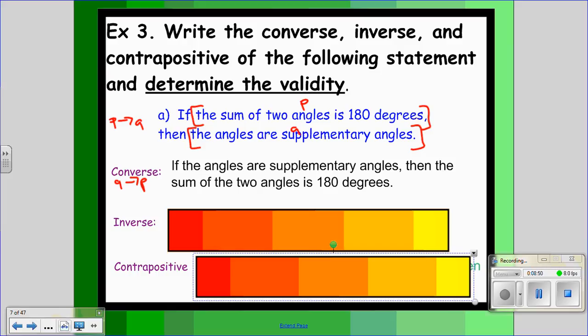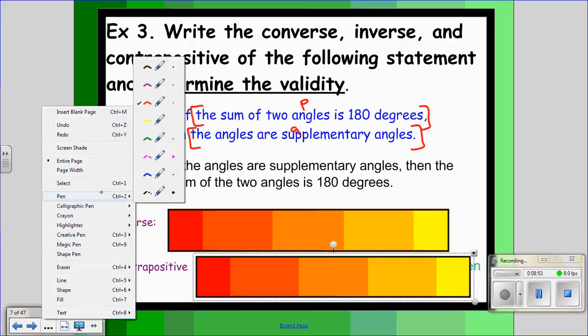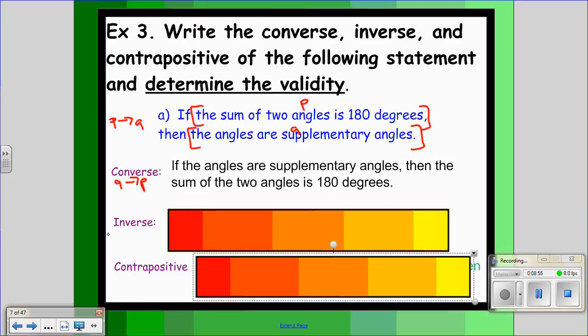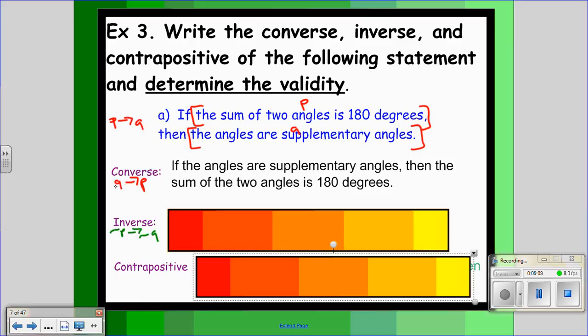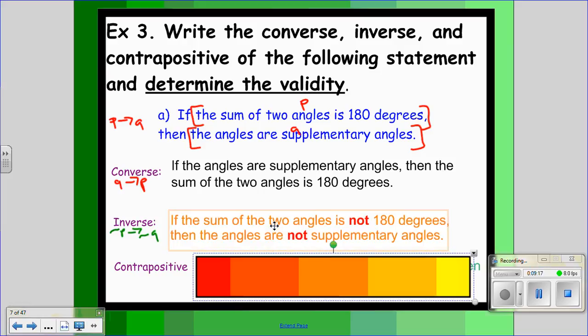The inverse statement was when we had to add the word not. So we're going to say not P, then not Q. So the structure, P will be in its original place and Q will be in its original place. The only difference is you add the word not near the verb. So it would read, if the sum of two angles is not 180 degrees, then the angles are not supplementary angles.